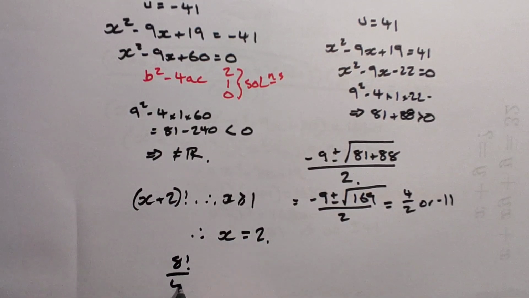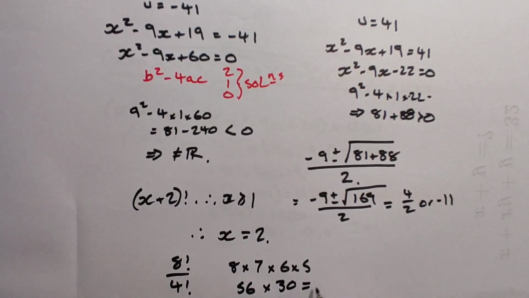And let's just prove that out. 8 factorial over 4 factorial. It's 8 times 7 times 6 times 5, which is 56 times 30 equals 1680.